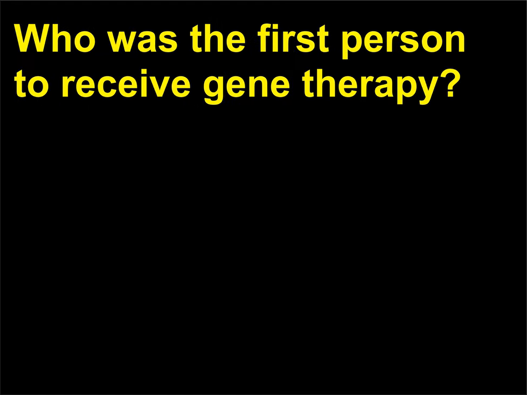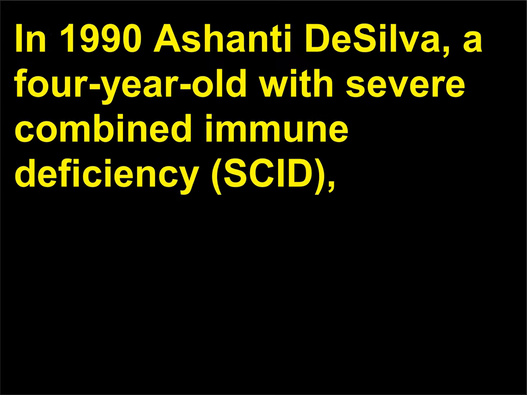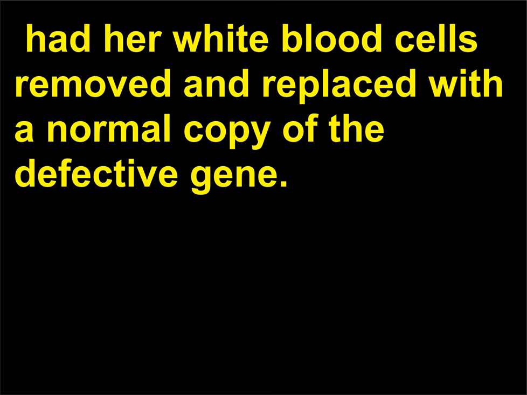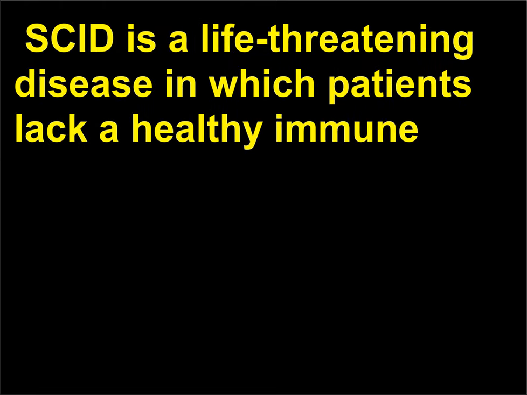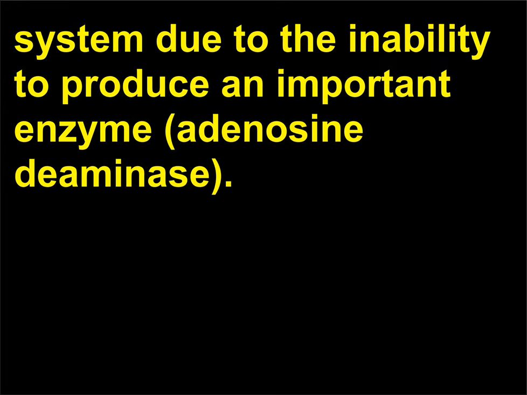Who was the first person to receive gene therapy? In 1990, Ashanti Da Silva, a 4-year-old with severe combined immune deficiency, SCID, had her white blood cells removed and replaced with a normal copy of the defective gene. SCID is a life-threatening disease in which patients lack a healthy immune system due to the inability to produce an important enzyme, adenosine deaminase.